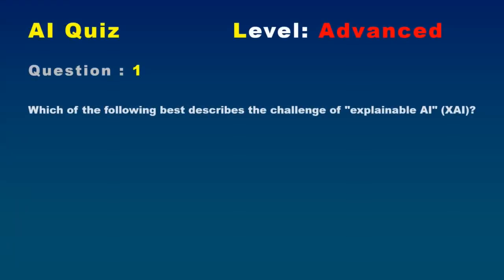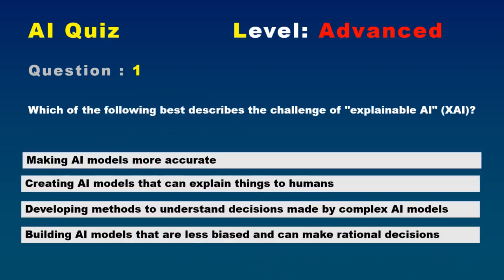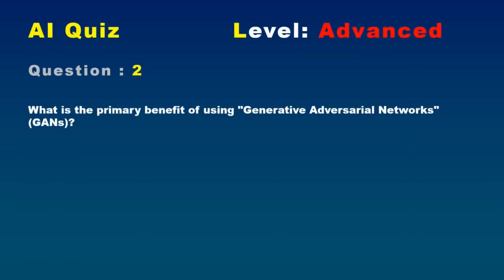Let's start. Which of the following best describes the challenge of explainable AI? What is the primary benefit of using generative adversarial networks?